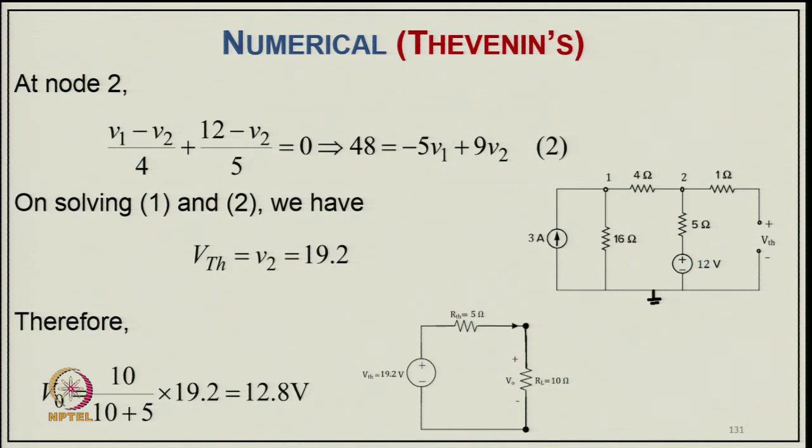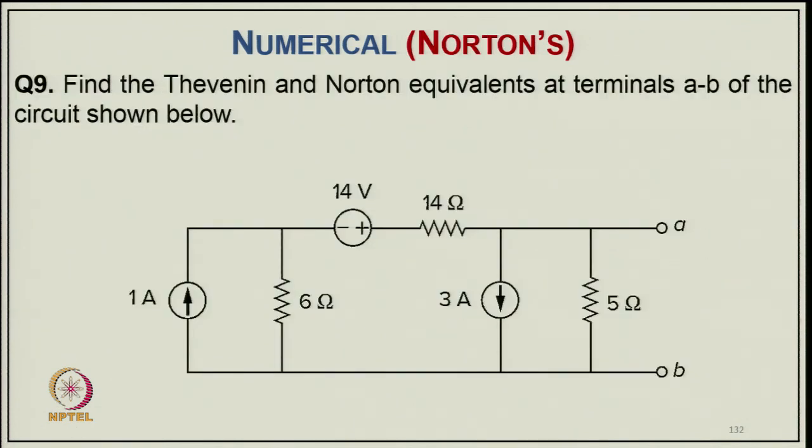Solving for V1 and V2, we get VTH equal to V2, that is 19.2 volt. Therefore, V0, the voltage here, will be 10 by 10 plus 5 into 19.2, so 12.8. So, this comes to a Thevenin equivalent of 19.2 volt and 5 ohm resistance, and you can apply the 10 ohm load across it, and this is the output voltage across the load.